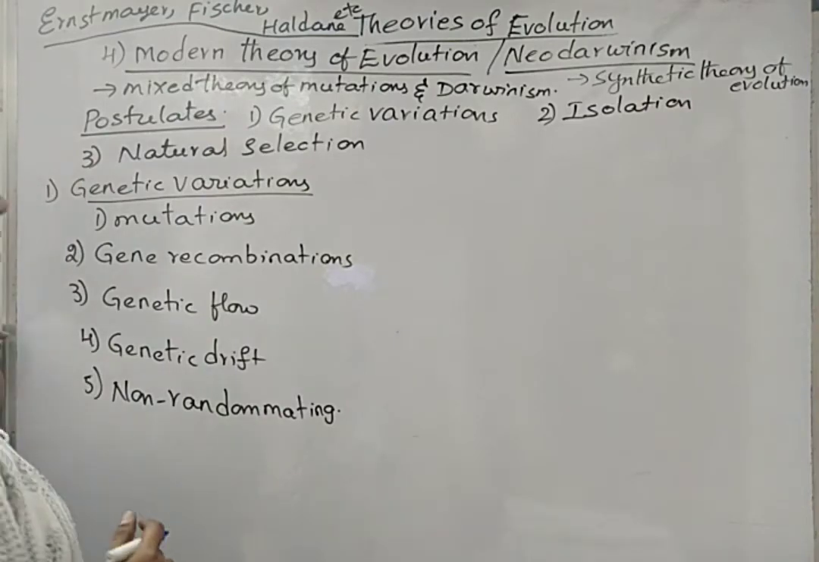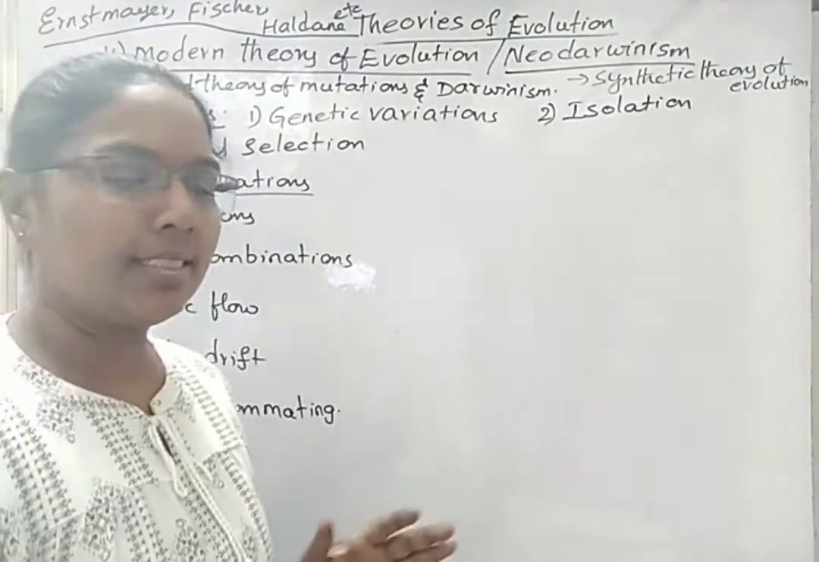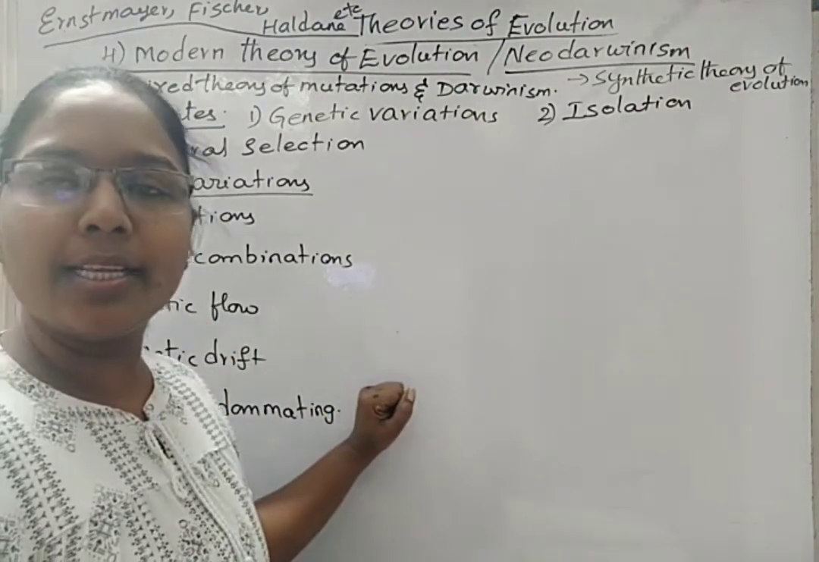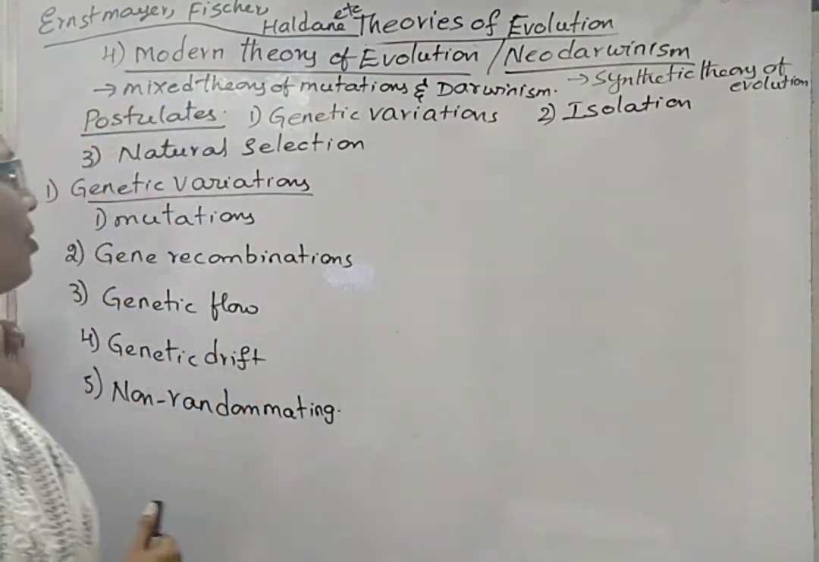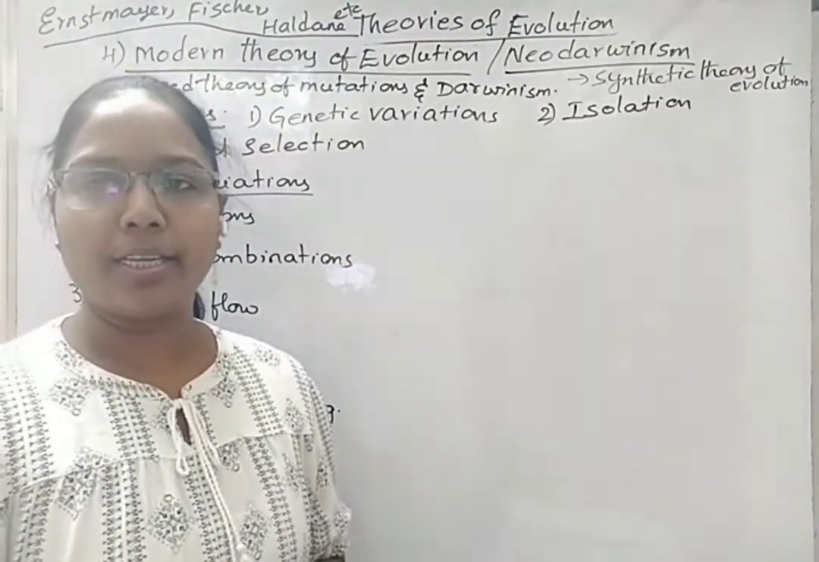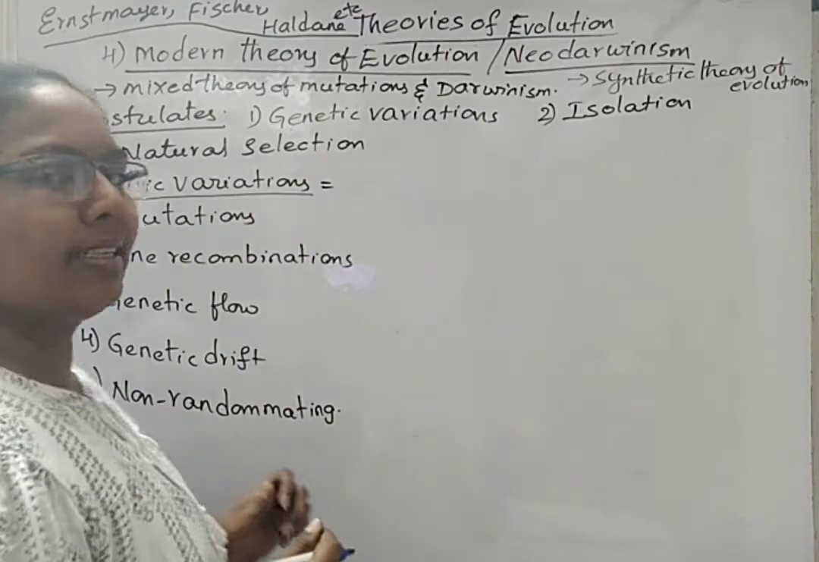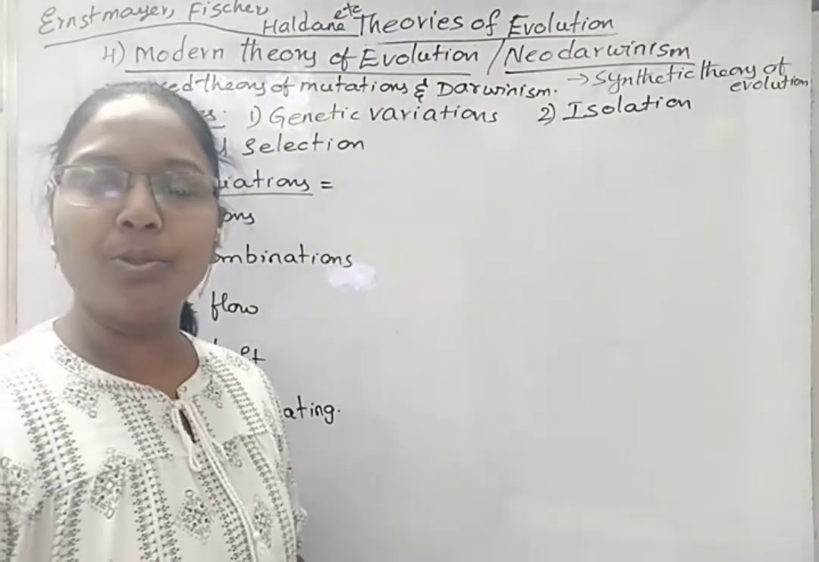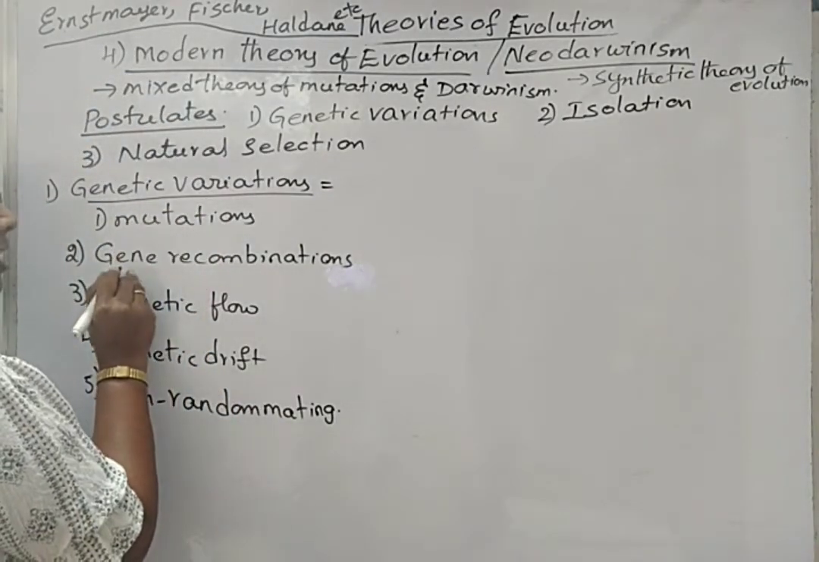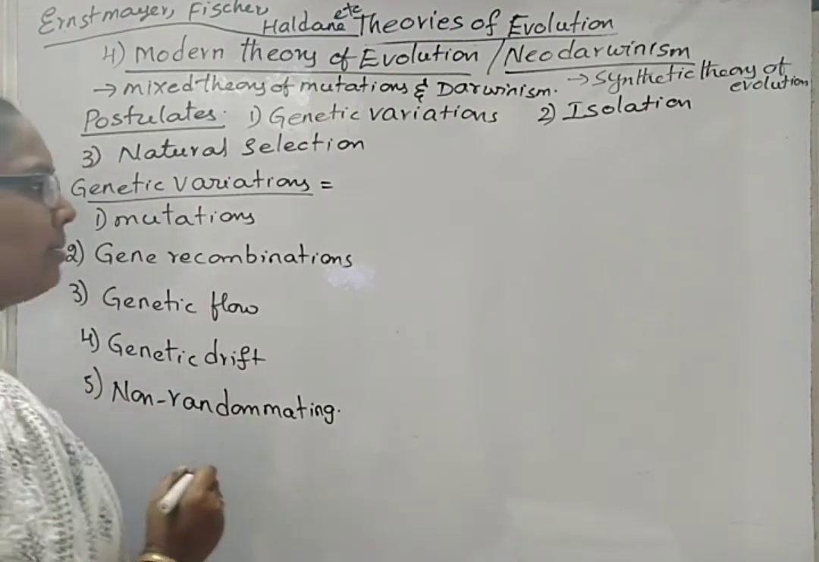What are the postulates given? They said that this modern theory is based on, it is explaining about the genetic variations, isolation of the organisms in different habitats, and also the natural selection that is done by nature for selecting the dominant featured organisms. First one, genetic variations. It was said that genetic variations are due to different types of characters. Those are mutations, gene recombinations, gene flow, genetic drift, and non-random mating.